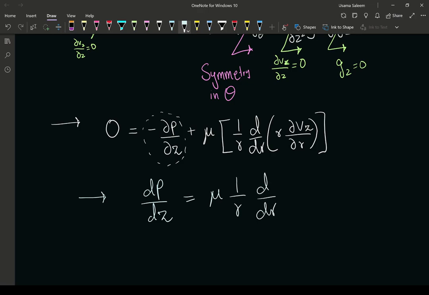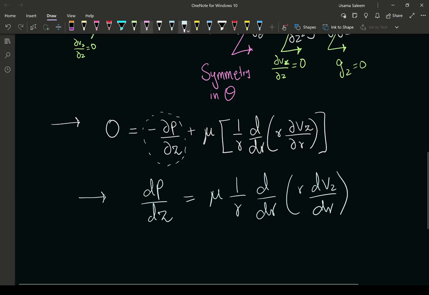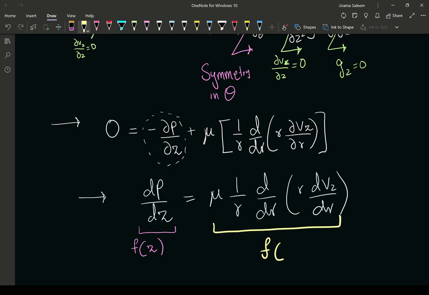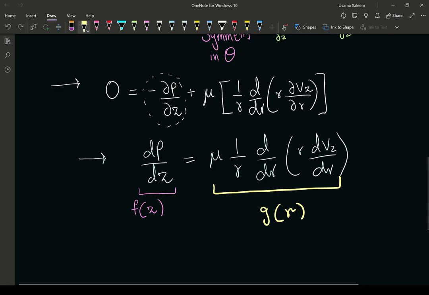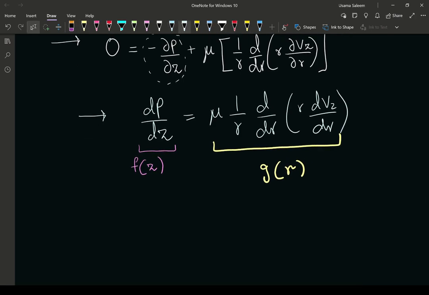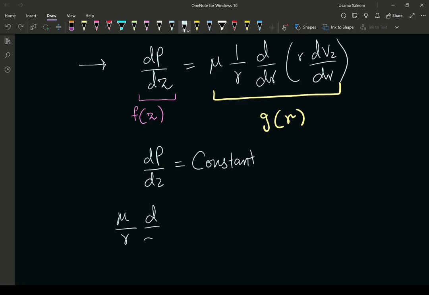All right. So let's see what happens. Now I'm gonna talk some mathematics with you guys. On the left side, everything is an expression of z. On the right side, everything is an expression of r. How is that possible? Well, this is only possible mathematically if both of them are equal to a constant. That means that dP/dz is equal to a constant, and mu over r d/dr of r dvz/dr is also equal to the same constant.